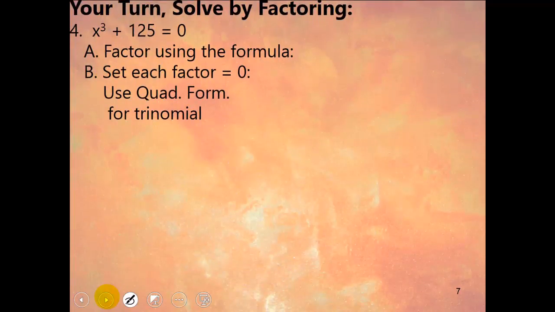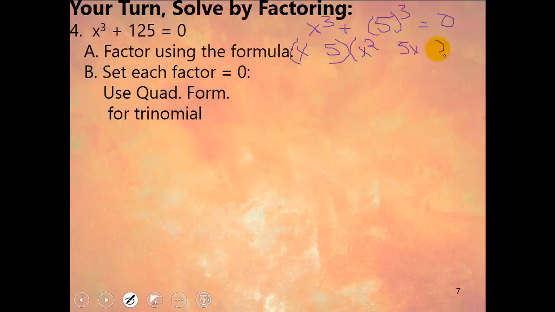All right, your turn. You try this one. Come back. If you missed it, come back and see where you went awry. All right, I have x that's being cubed, and I have 5 that's being cubed. So I'm going to get x and a 5. Then I'm going to get x squared and a 5x and a 25. Then I'm going to place my signs, same as original, opposite of original, always positive. Okay, that's what we did before. Now we're going to solve.